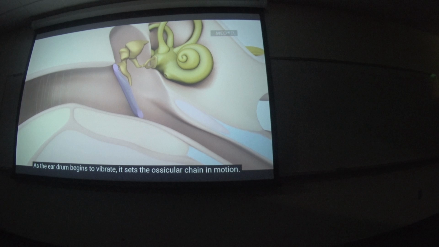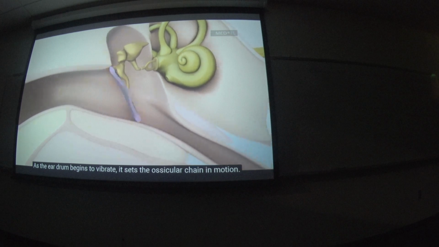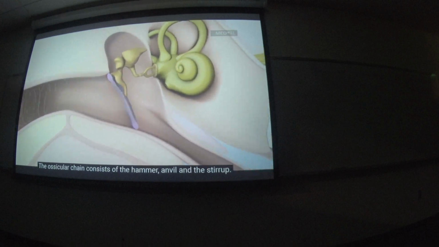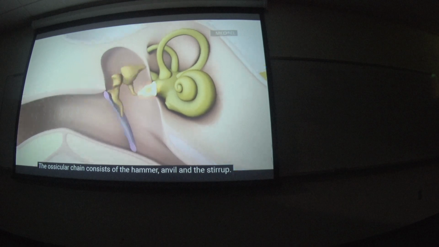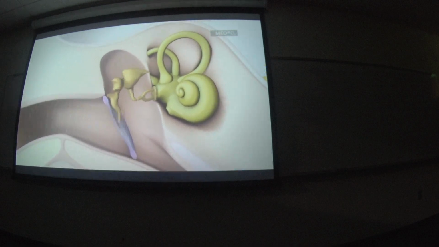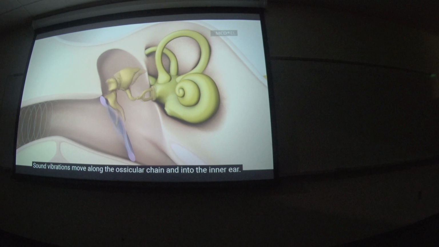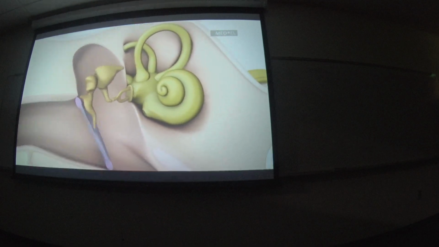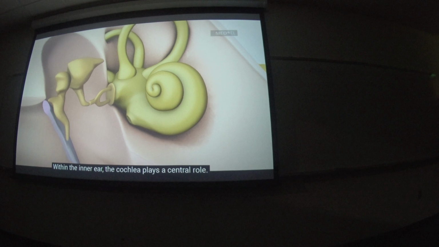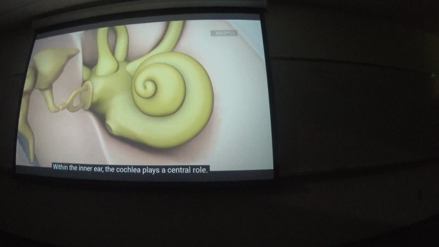As the eardrum begins to vibrate, it sets the ossicular chain in motion. Those are the bones. The ossicular chain consists of the hammer, anvil, and the stirrup. There you go. Sound vibrations move along the ossicular chain and into the inner ear. That's the snail. Within the inner ear, the cochlea plays a central role.